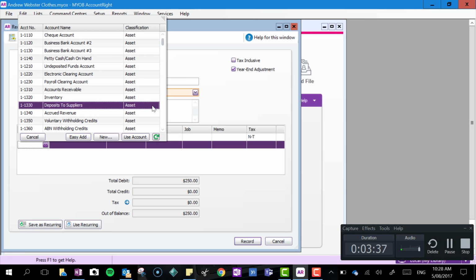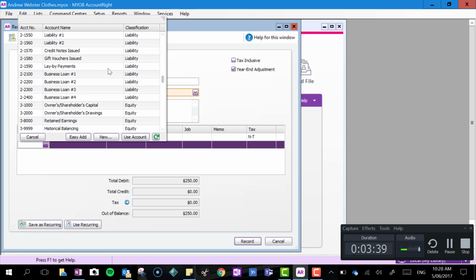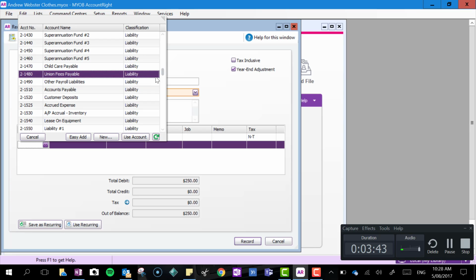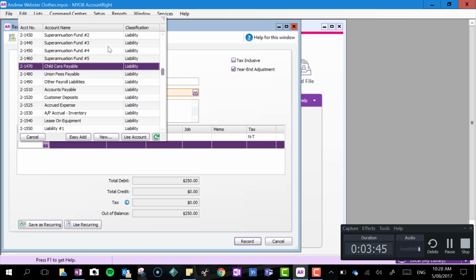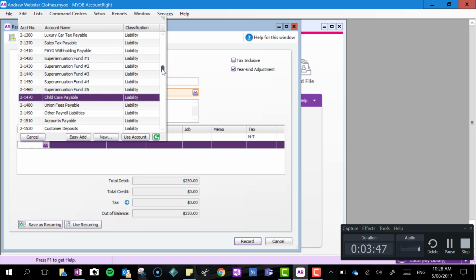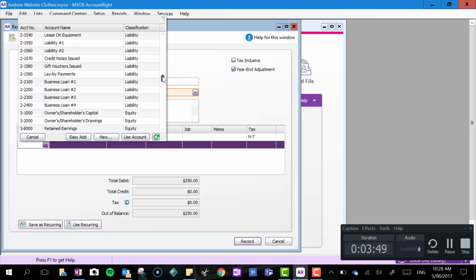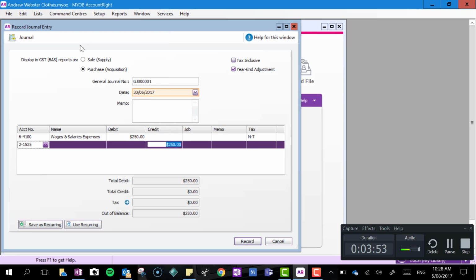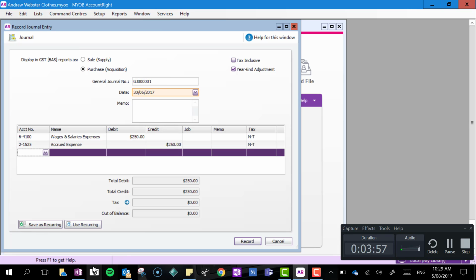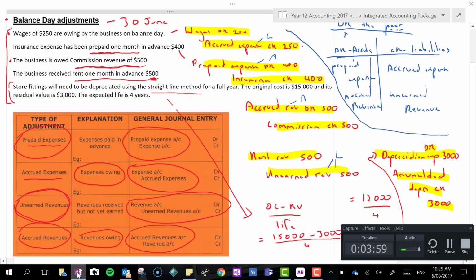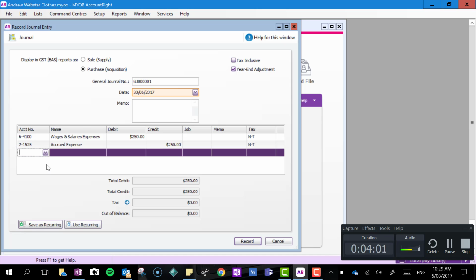Now we can go ahead and find that account that we just created. It was a liability account. It was called accrued expense. There it is there for $250. Let's tab across. Next journal entry was prepaid expense and insurance.